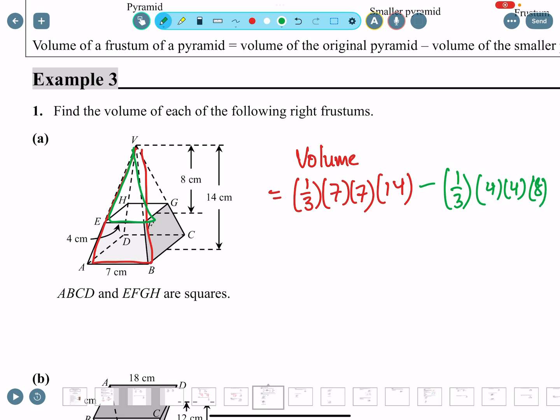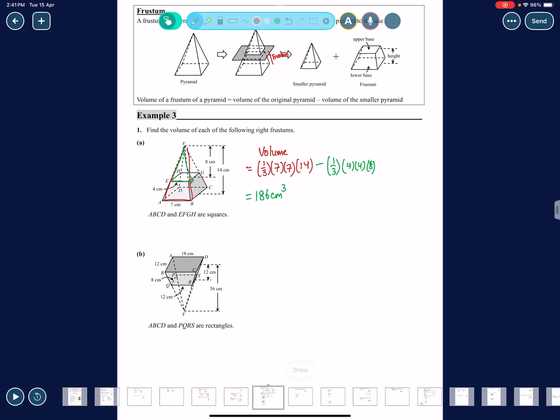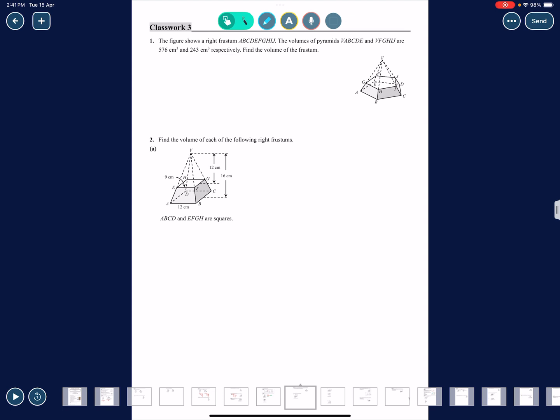Okay, so we put all of these in the calculator, and let's see what we get. We would get 186 cm cubed. We're talking about volume. Okay, cm cubed. Okay, let's try another question.